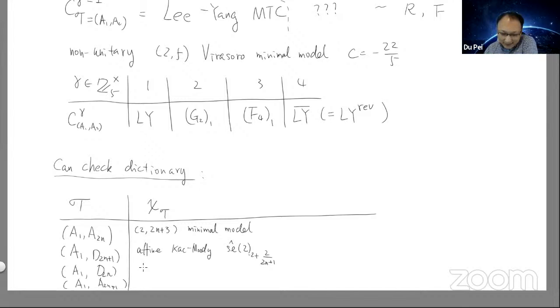And for the A1, D2n series, this will be a W-algebra obtained by performing non-regular quantum Hamiltonian reduction of SL(n plus 1) at level, I wonder whether this is still visible, minus n plus 1 plus n minus 1 squared over n.